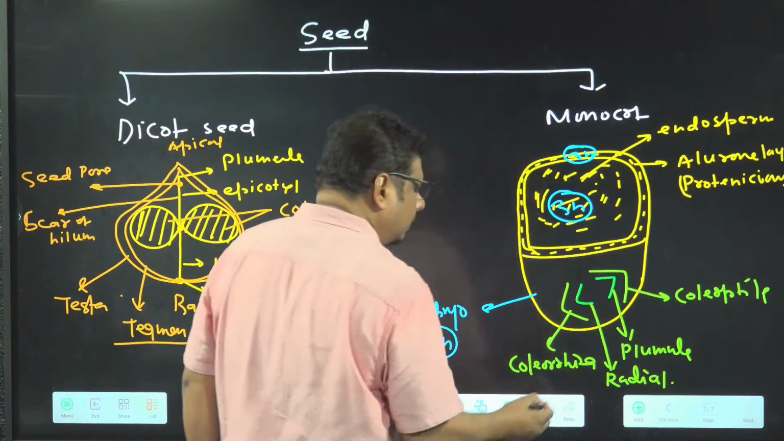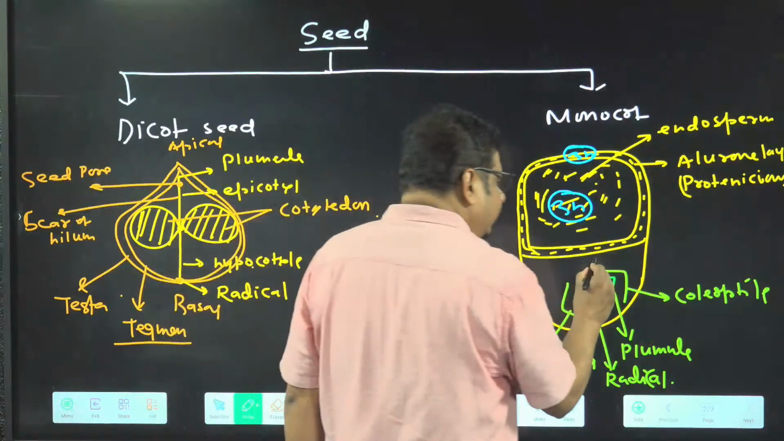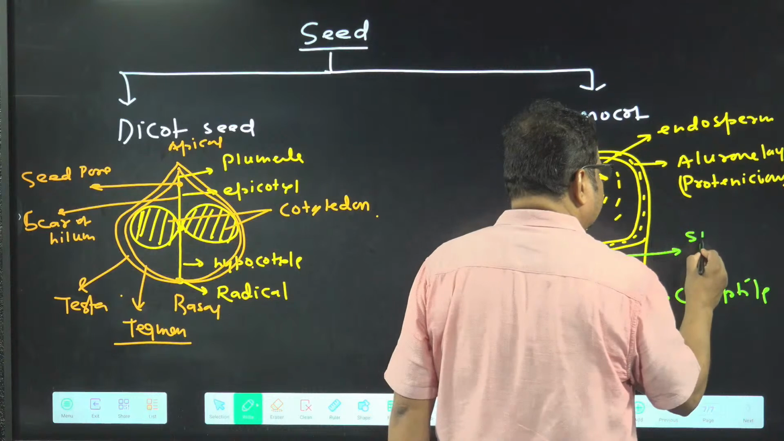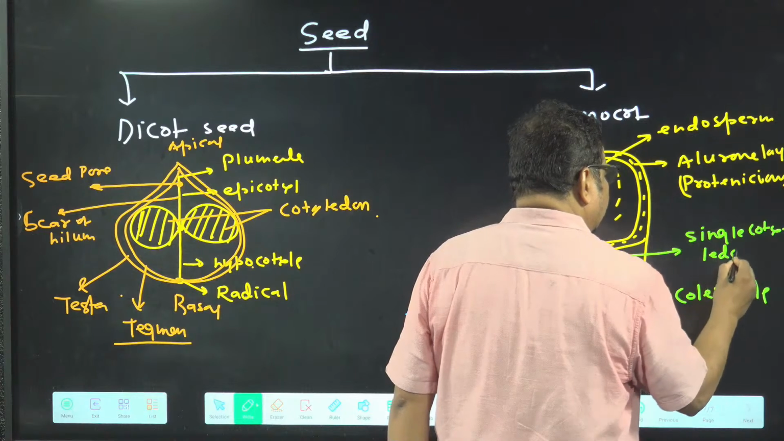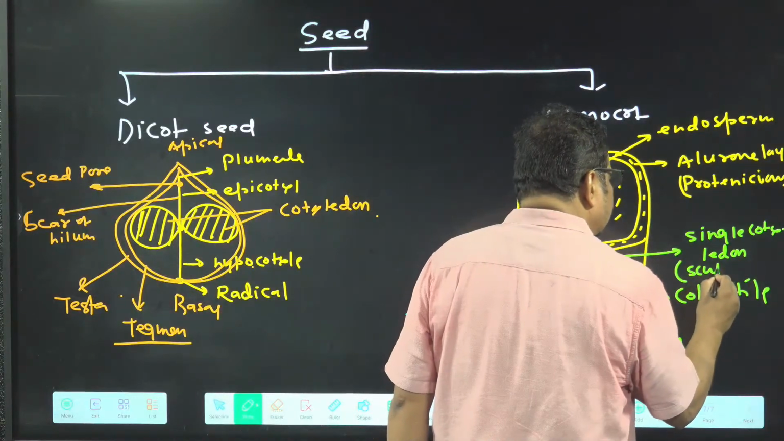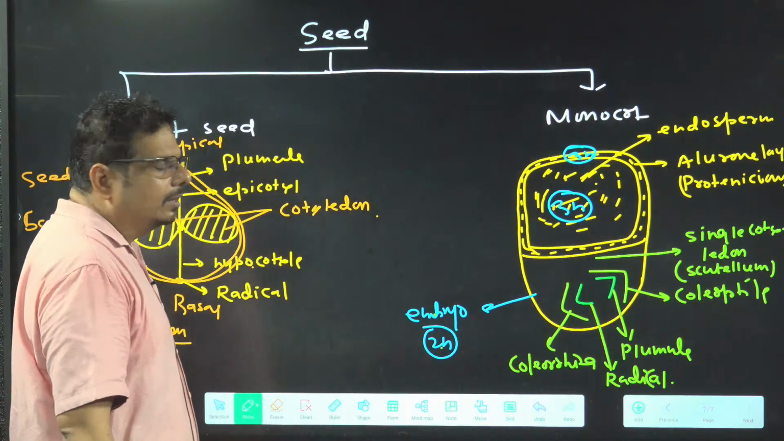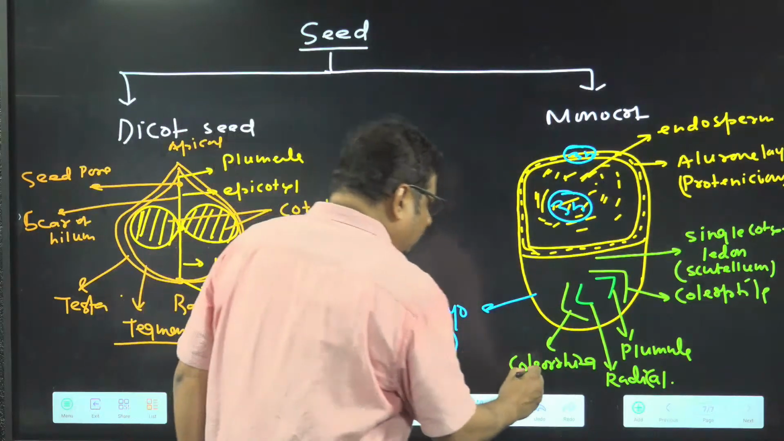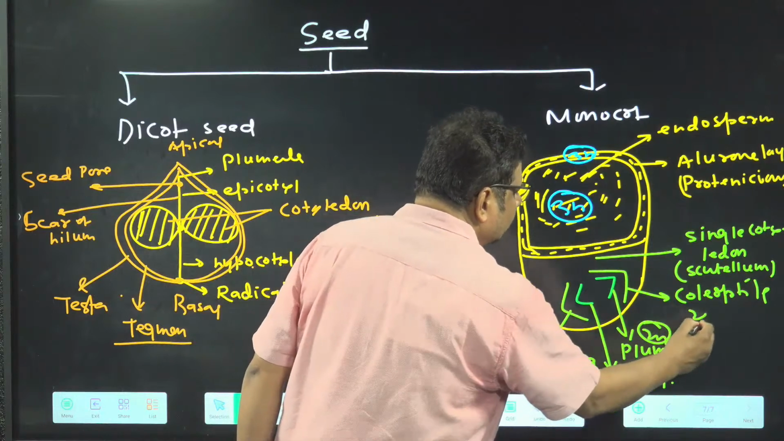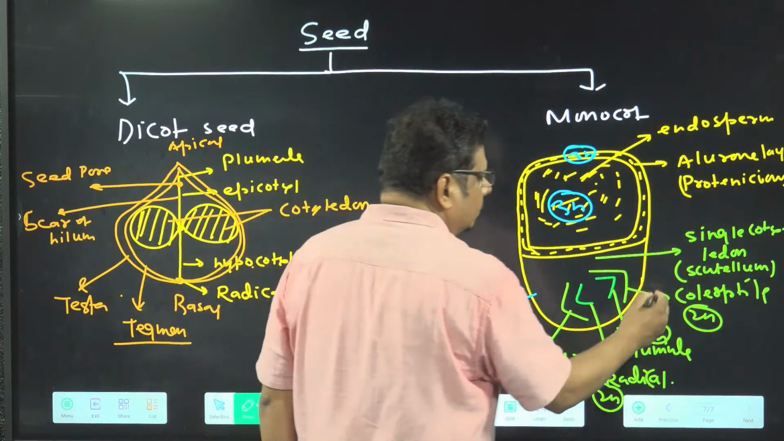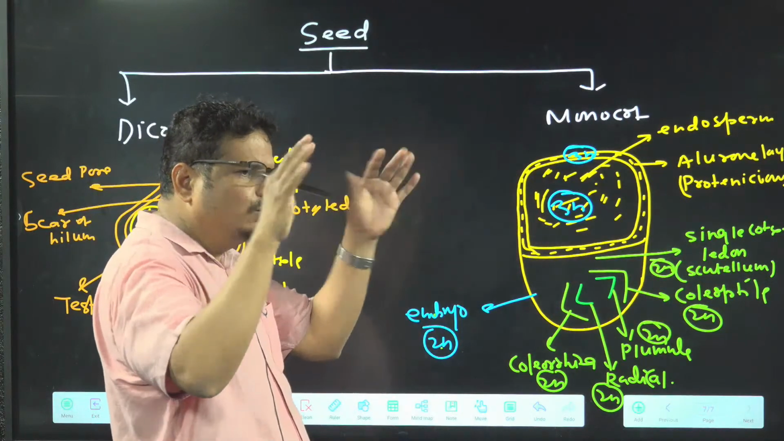Everywhere, what is the ploidy? 2N, because it is a part of the embryo. And here it is a single lateral cotyledon. This single cotyledon is called scutellum. So everywhere, coleorhiza ploidy 2N, radicle ploidy 2N, plumule ploidy 2N. Getting the things or not? Scutellum ploidy 2N. So if you talk about the cell, everywhere ploidy level is 2N.